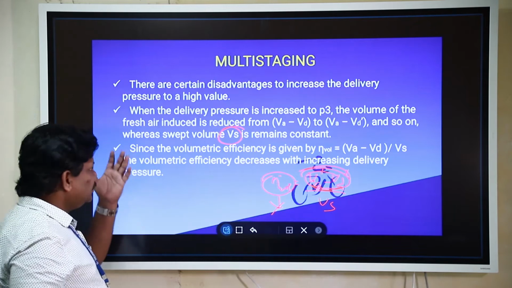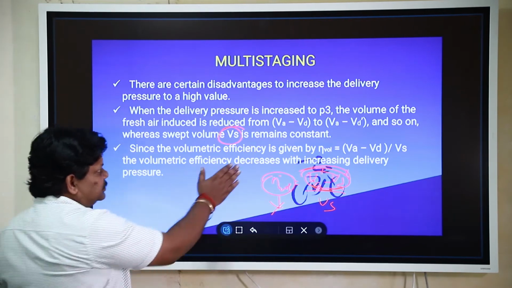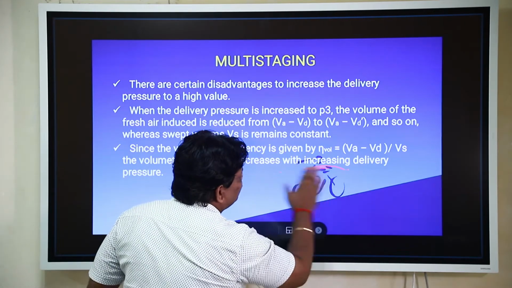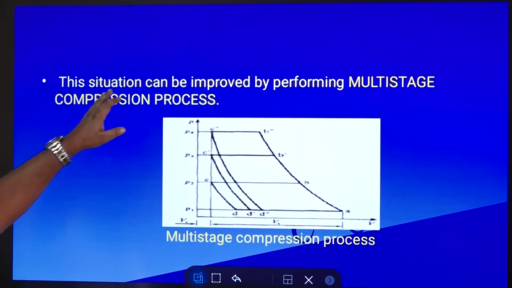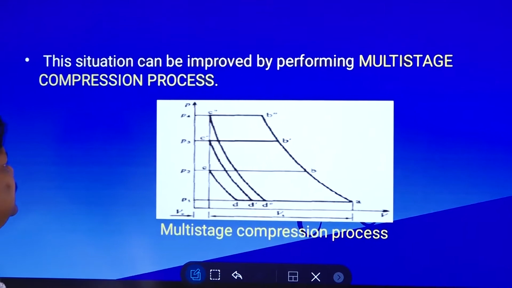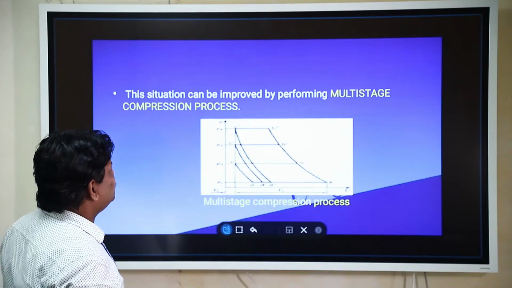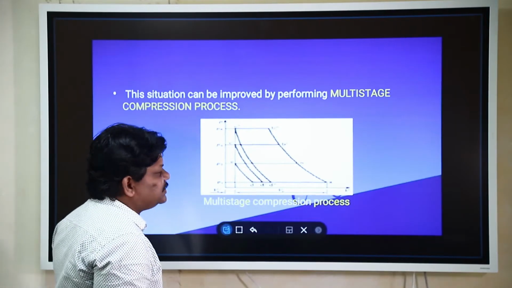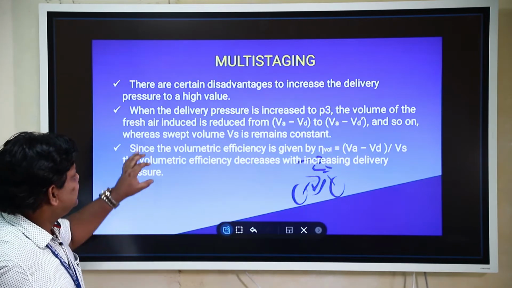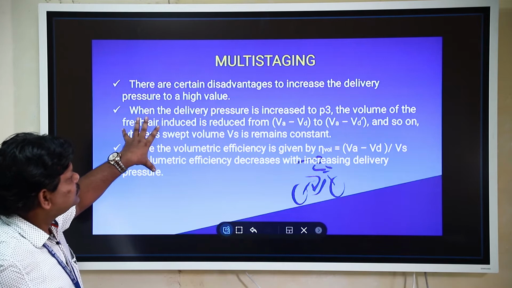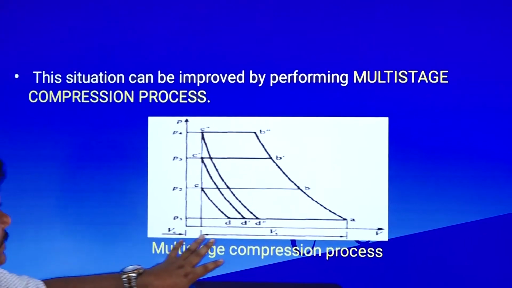So we are going for multi-staging. In order to improve the efficiency, we are going for multi-staging. You can see here, this situation can be improved by performing multi-stage compression. What is the reason for multi-stage air compression? The reason is this. These two points will give you the reason for that.